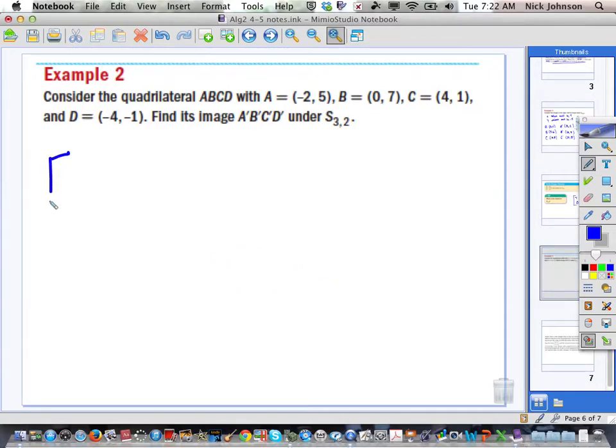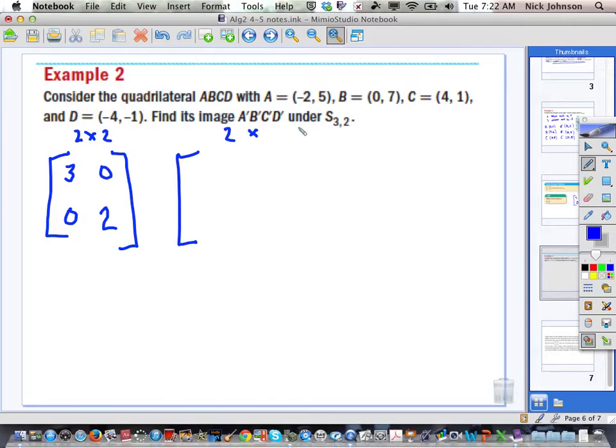Remember, we've got to make our size change or scale change first. So this goes 3, 0, 0, 2. And if you remember what I said before, since this is a 2 by 2, and this is going to be a 2 by something, because we've got to go x's and y's, this has to go first when you're multiplying them. Because this is going to be a 2 by 4, because that's how many points we have. Okay?